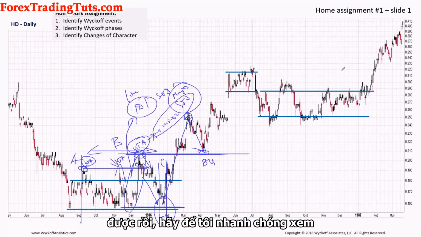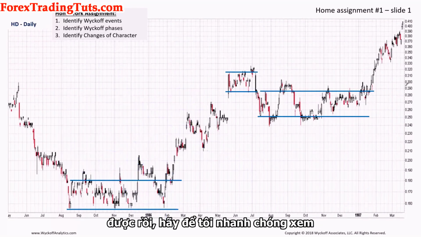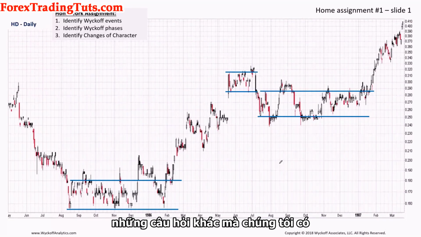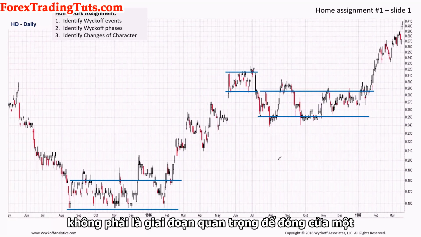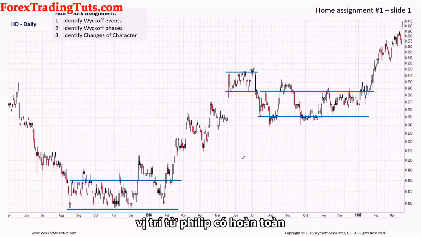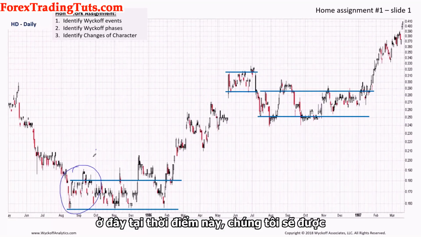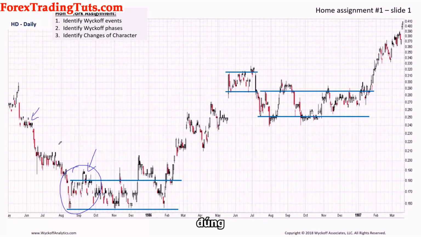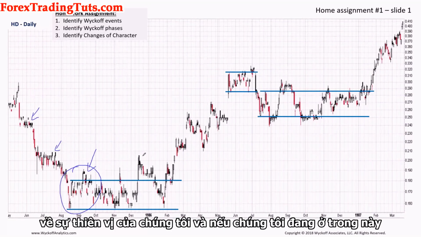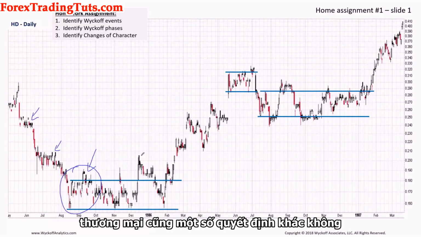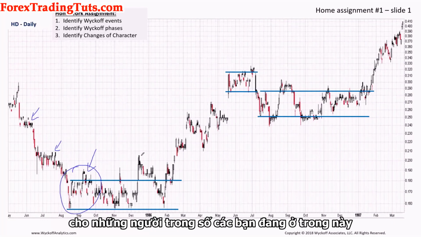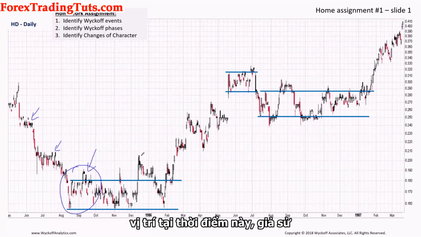All right, let me quickly just see what other questions we have. Isn't phase A important for closing of a position, from Philip? Yeah, absolutely. Here at this point, we're going to be facing a lot of trading decisions. I would keep in the position if we are correct on our buys and if we are in this trade. Also, some other decisions, not for those of you who are in this position at this point of time.